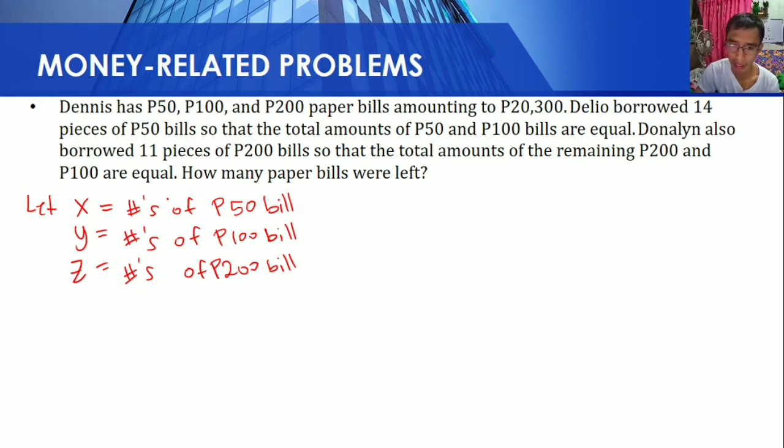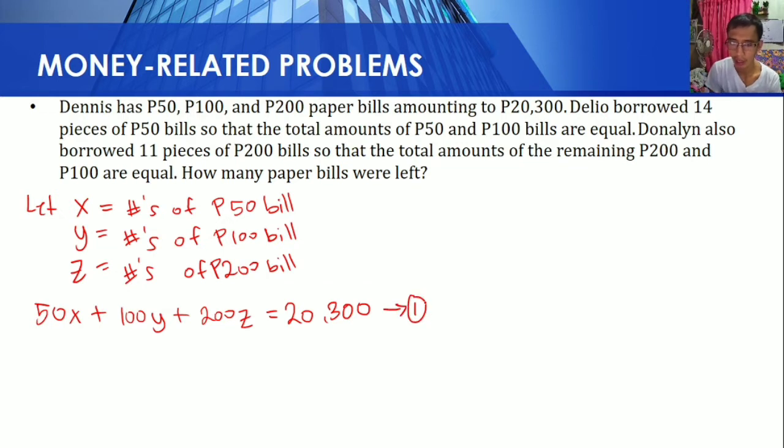So paano natin ilalagay sa equation or sa expression? So yung 50 peso bill, so 50 pesos times kung ilang pieces siya, so that will be x, plus 100 peso bill times kung ilang pieces, that will be y, plus 200 peso bill times kung ilang pieces, that will be z. So yung total daw nito, lahat yan is 20,300. So meron na tayong equation 1. So this will be our equation 1.